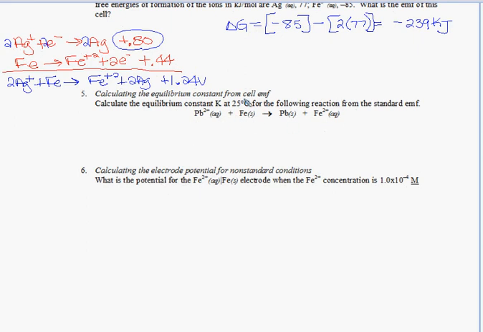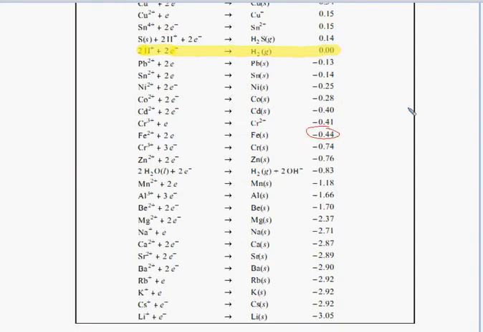Calculate the equilibrium constant from the standard EMF. So again, we're going to go to our table and we're going to look at the values. So I see here that my iron and my iron ion are already in that order, which means they are the ones being oxidized. So remember that was this reaction here, but it's reversed, so we're going to have a positive 0.44 volts for that one.